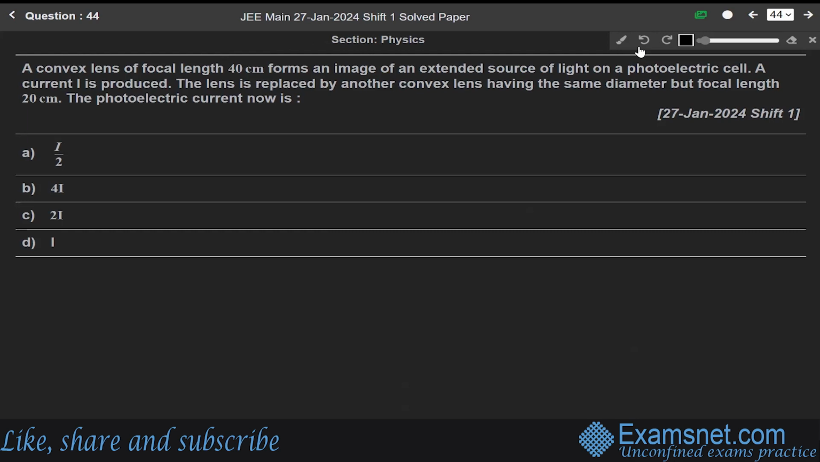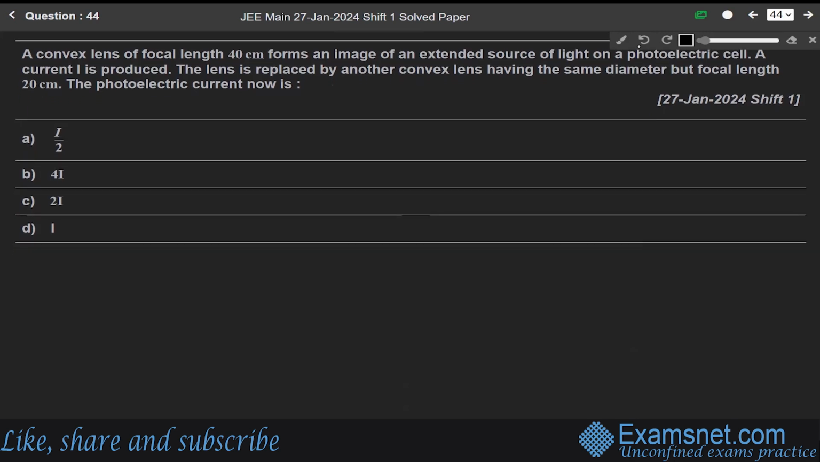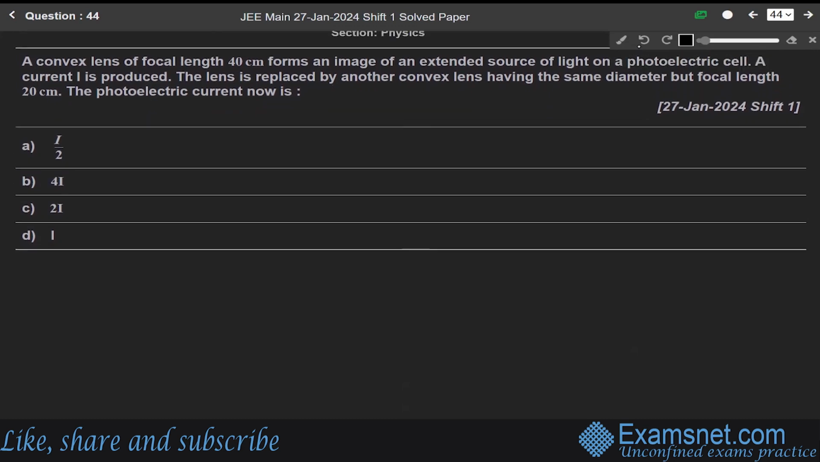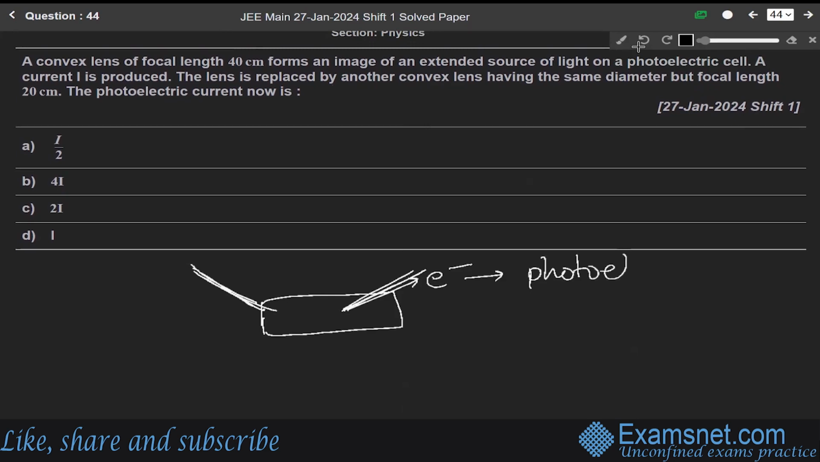So students, we know that according to the photoelectric effect, whenever photons fall on a metallic surface, the electrons are ejected from it. More intensity of the photons means more ejection of the electrons, and these are the photoelectrons, and later on these photoelectrons constitute the photoelectric current.